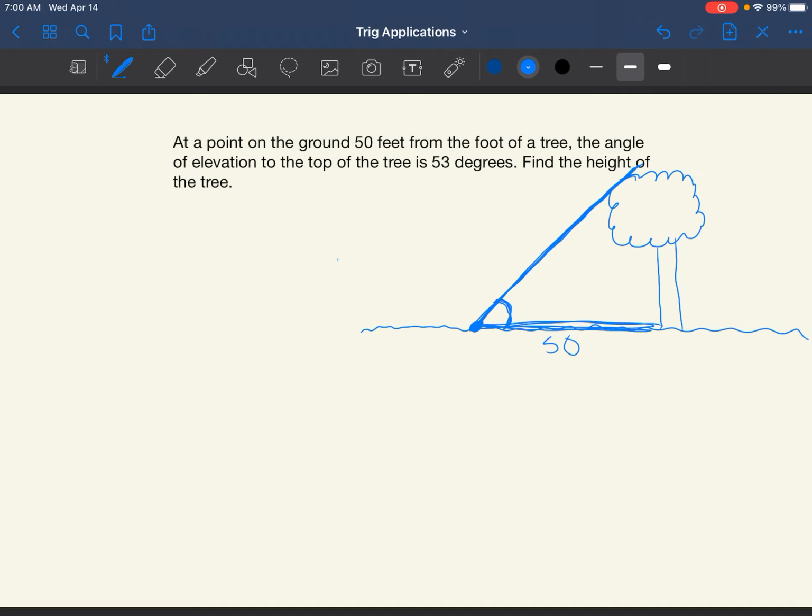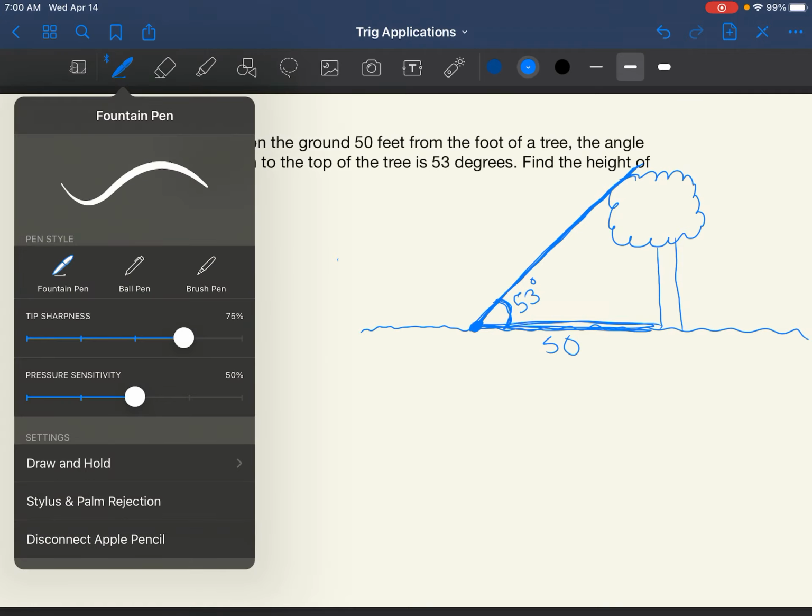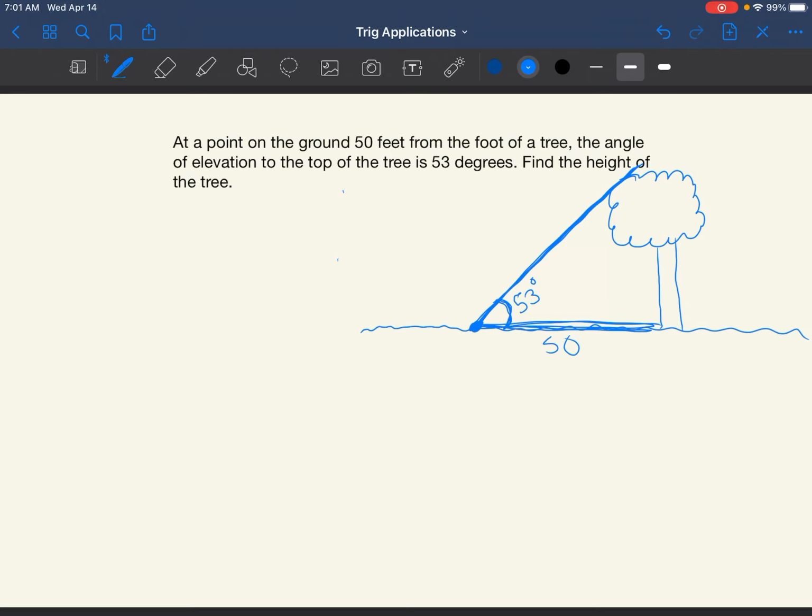And they tell me what the angle of elevation is in this problem. Angle of elevation is 53 degrees. So I will label that 53 degrees. So there's our triangle. Remember, that's the whole purpose of drawing the word problem, is to find the triangle. Because once you find the triangle, it's just like the problems you did on Monday and Tuesday. So our triangle is right here. The other side of the triangle is basically the tree. So that's my triangle.